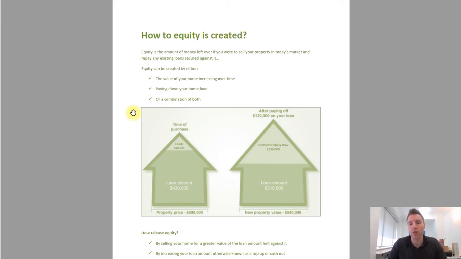I often get asked the question, what is equity? What can I do with it? What does it mean? How do I create it? Equity basically, all it means is the amount of the property or the portion of the property that you own.